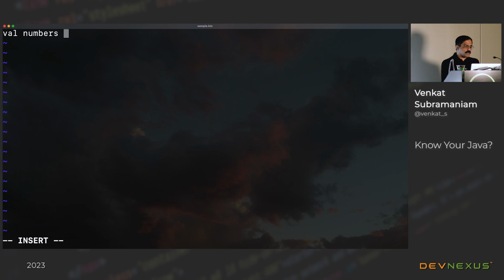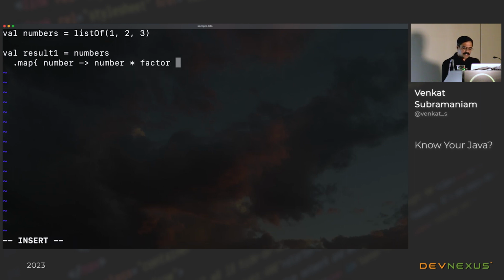So I'm going to say numbers equal to, let's say, list of 1, 2, 3 for a minute. And I'm going to say val result1 equal to numbers.map. In this case, given a number, I want to simply return the number times factor. So let's start with that.